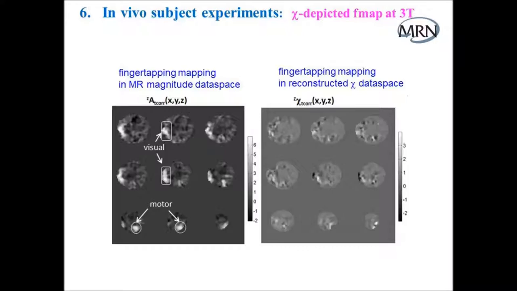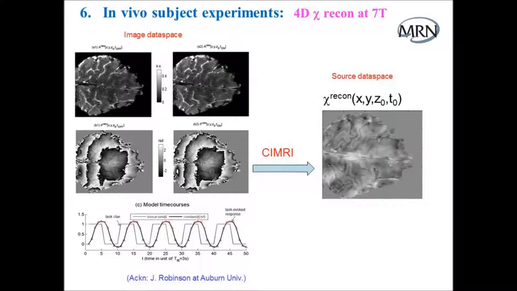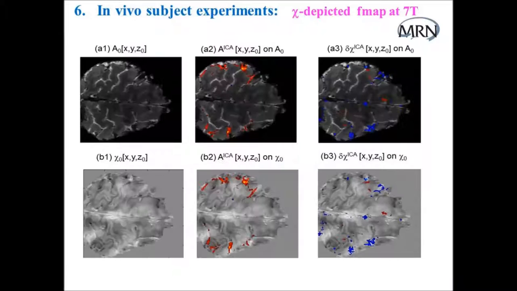So this is a 7T experiment. This is not available from here. We got data from Auburn University. This just shows one slice at one time: magnitude, phase, and susceptibility, and the time course. This is the functional map based on magnitude, and this is based on susceptibility.